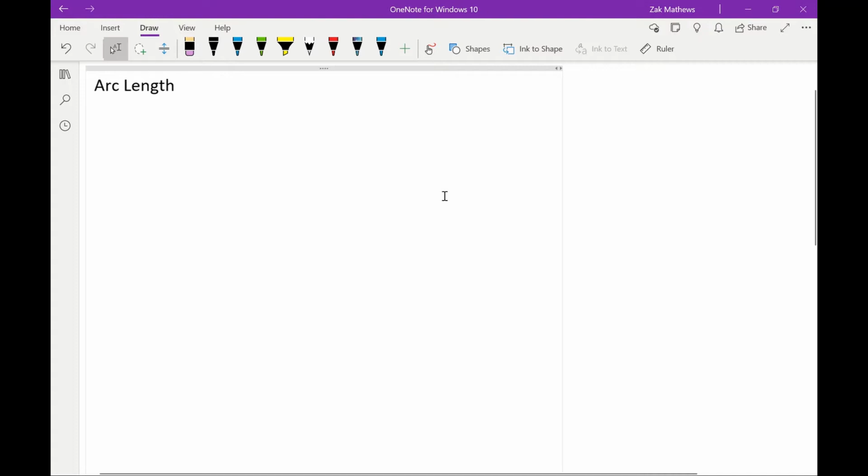Let's discuss how to find the arc length of a curve. So we've found the arc length of a circle before. That was back in trig when we looked at radians. Radians directly give us a way to find that arc length. S is equal to theta times r.